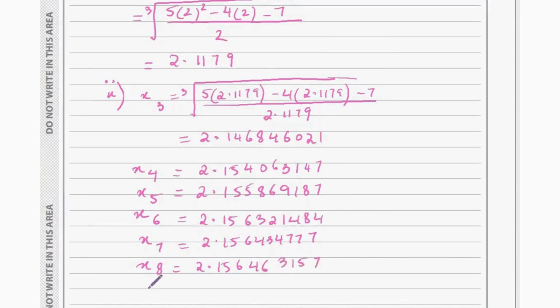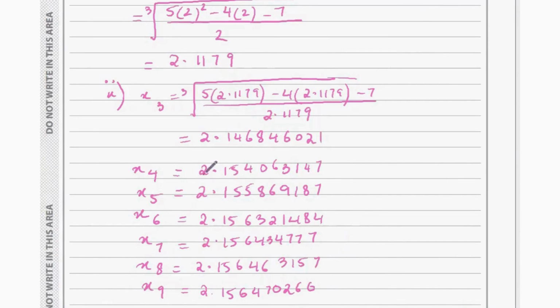Again, x8 is going to be 2.156463157. The reason why we're repeating this process is to make sure that the value is going to be the same after some time. So if you notice, I'll see the x9 value as well. That's going to be 2.156470266. We have to give the answer correct to 4 decimal places.